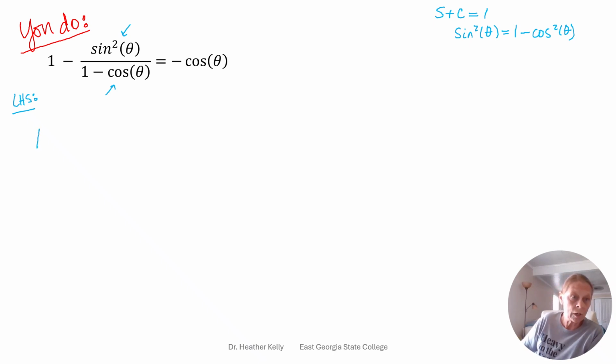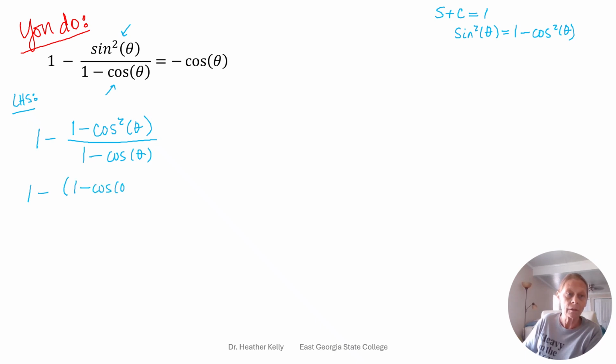So we're going to have 1 minus, and I'm going to turn this into 1 minus cosine squared theta over this 1 minus cosine theta. And again, remember, you can't just cancel these one for one. This you have to factor as the difference of squares: 1 minus cosine theta times 1 plus cosine theta, all over 1 minus cosine theta.